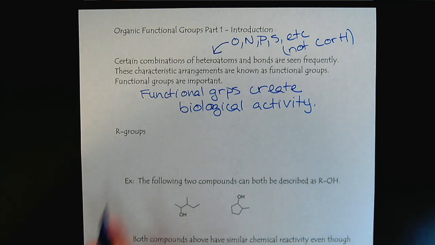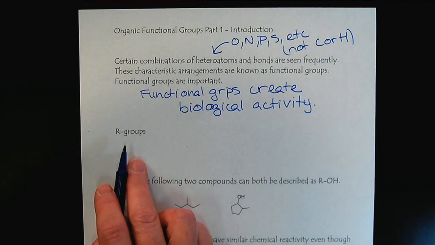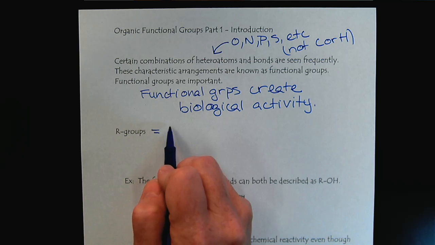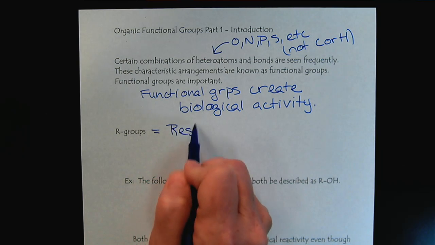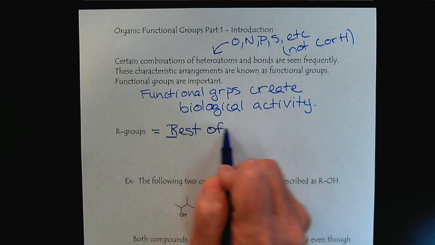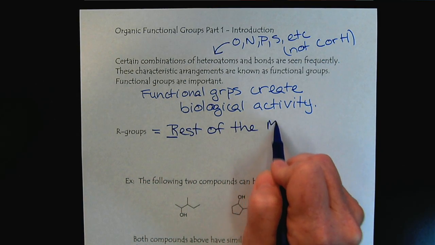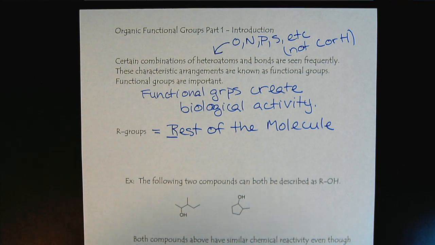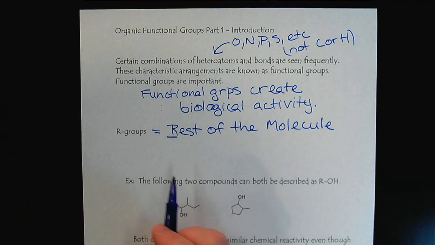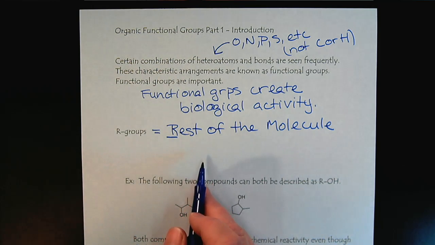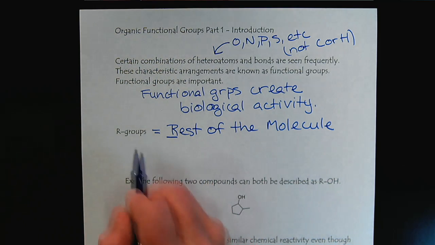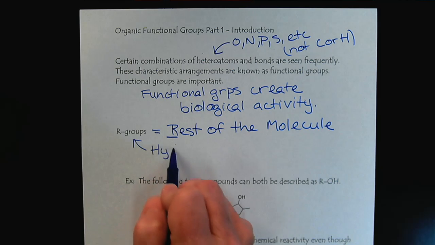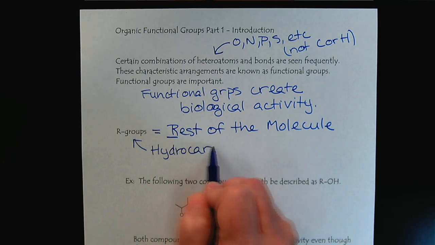Alrighty. Now R groups, those are the hydrocarbon backbone. You could think of it as the rest of the molecule. So it's important to understand the hydrocarbon backbone, but then the functional group is what really gives it its personality. So you can think of the R group as the rest of the molecule, the hydrocarbon backbone.